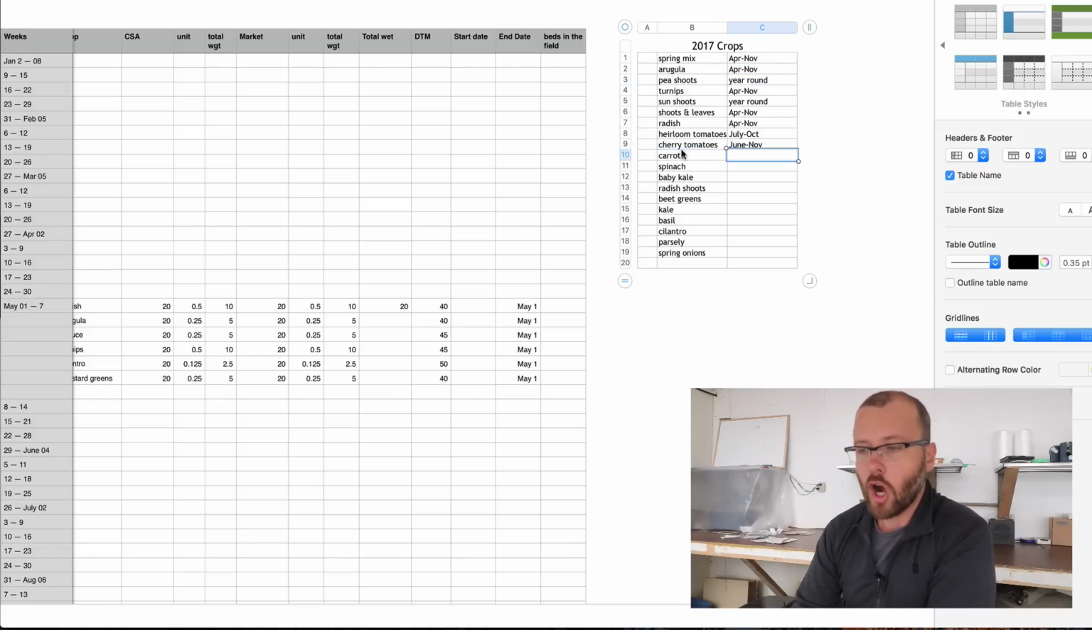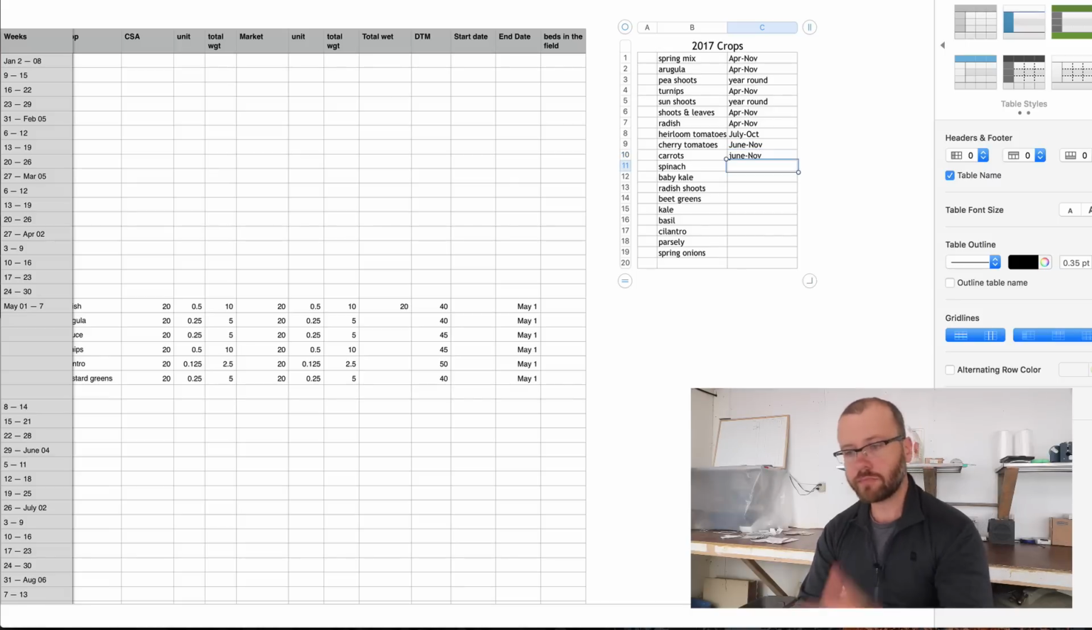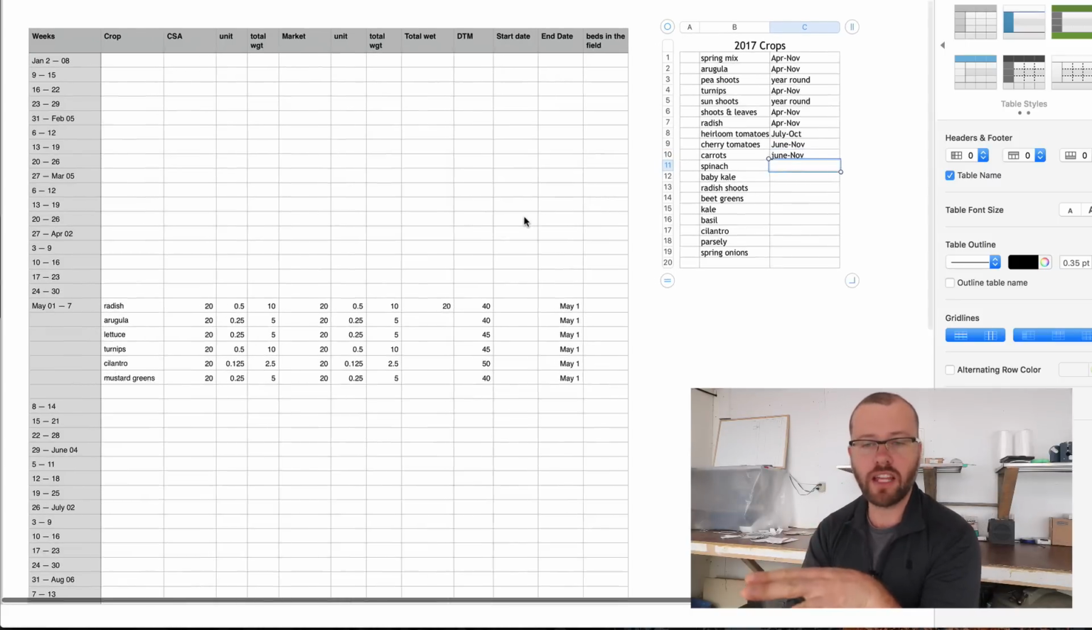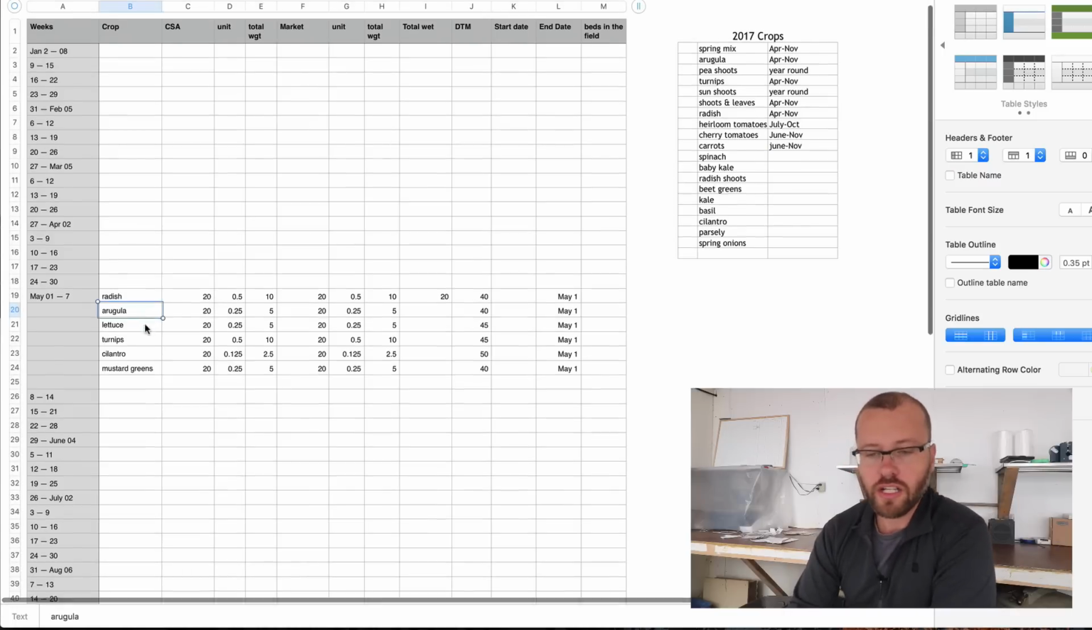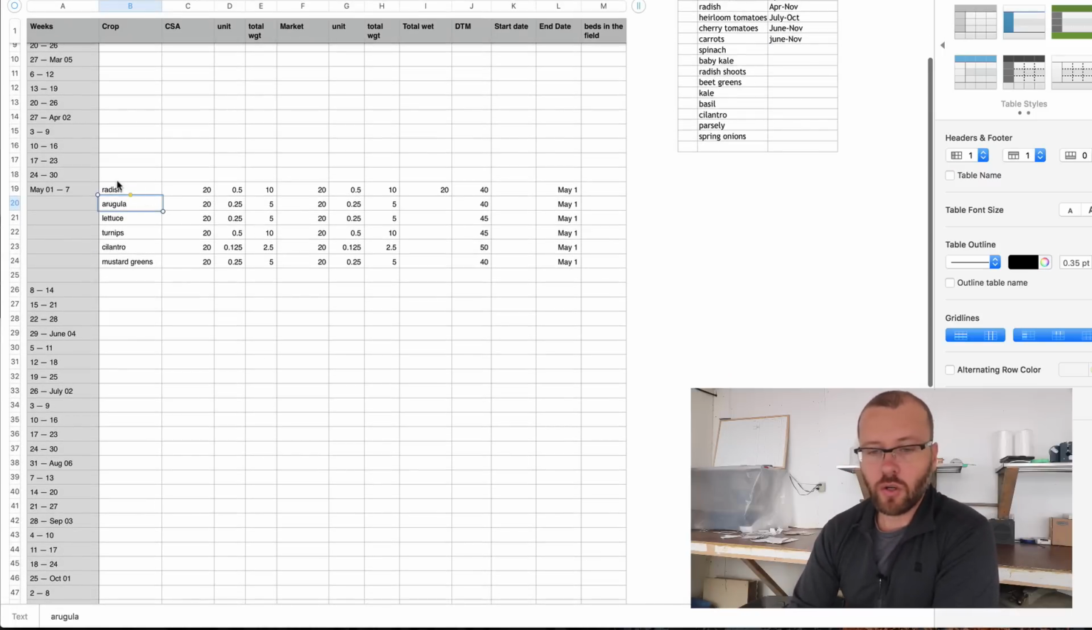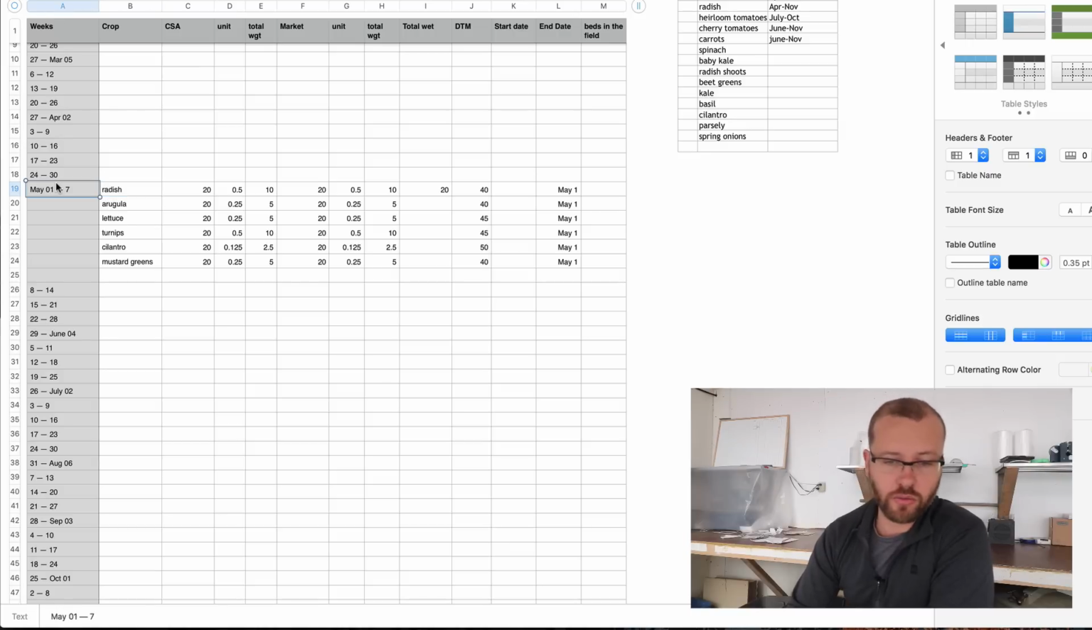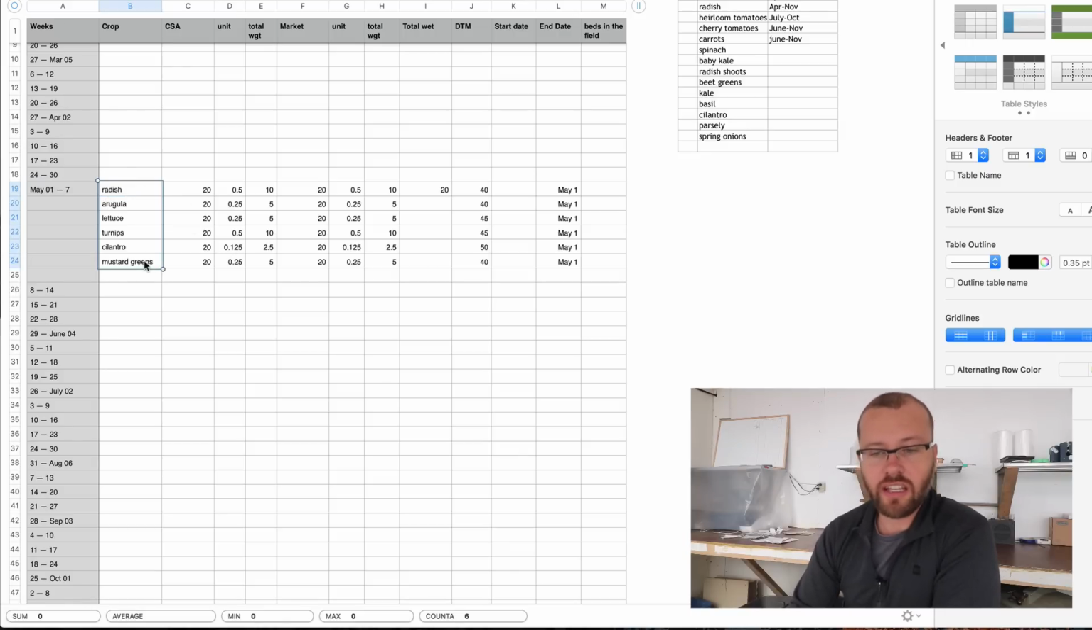I won't go through all of this. Carrots might be the same thing, June through November. Once you have that base, then you know what you can put into your plan here. So let's go ahead to early May, and let's just say we're going to be selling at farmers markets and CSAs only. And these are the vegetables that I expect to have ready for that first week of May.